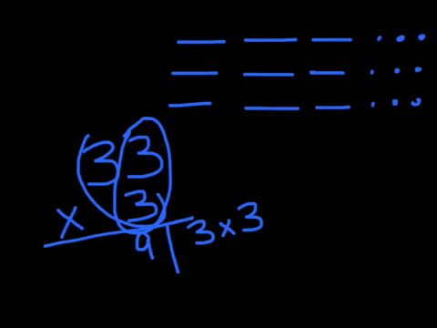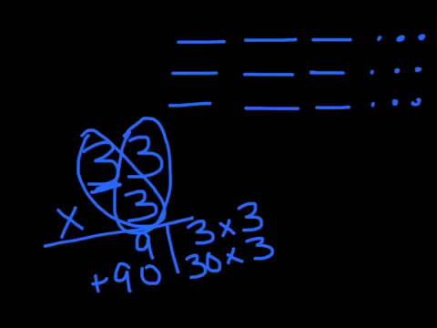Then I would do 30 times 3. Again, this is not a 3. We need to treat it as 3 tens, or 30. And 30 times 3 would give us a total of 90. If we add those together, we get our answer of 99.